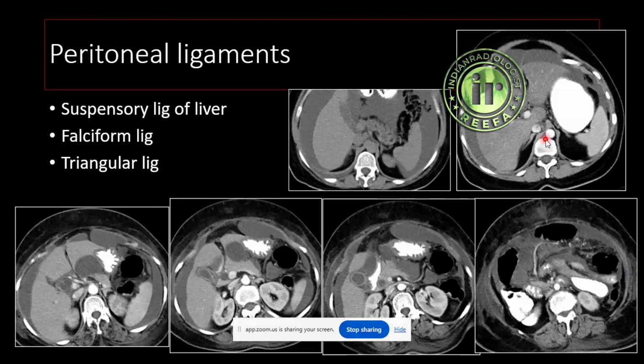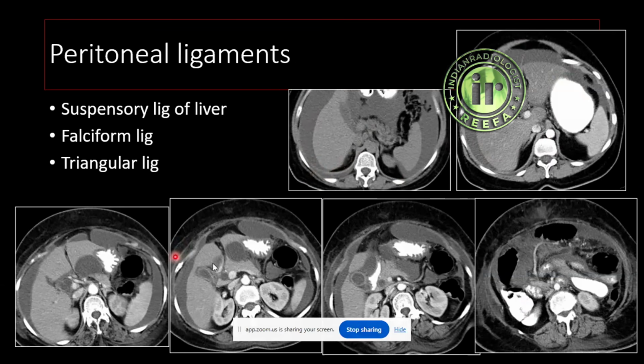So we begin with the suspensory ligaments of the liver. We've already seen the falciform ligament that suspends the liver to the anterior abdominal wall. And then the other ligament is the triangular ligament, both on the right side and on the left side, that attaches it to the posterior diaphragm and separates out the peritoneal surface of the liver from the bare area of the liver.